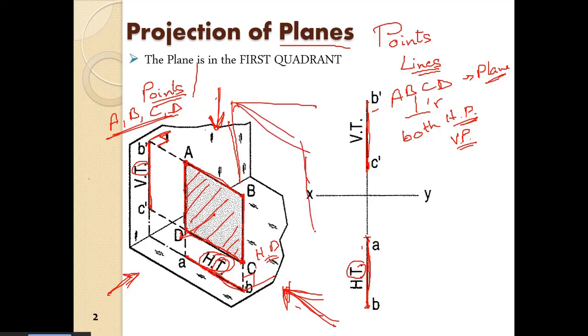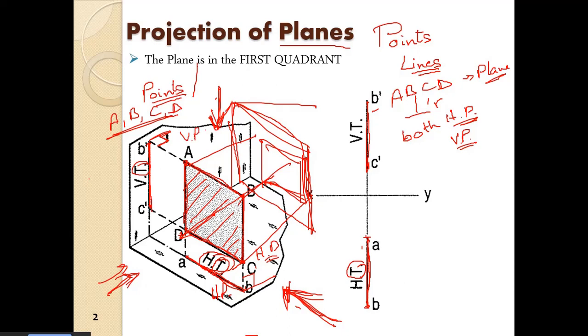If we consider the profile plane, then of course we will see the projection of the plane ABCD on the profile plane like this. But that is out of syllabus, just for information and understanding. So we are only confined to the projection on the front view and the top view, on the horizontal plane and the vertical plane, and the first quadrant projection only.